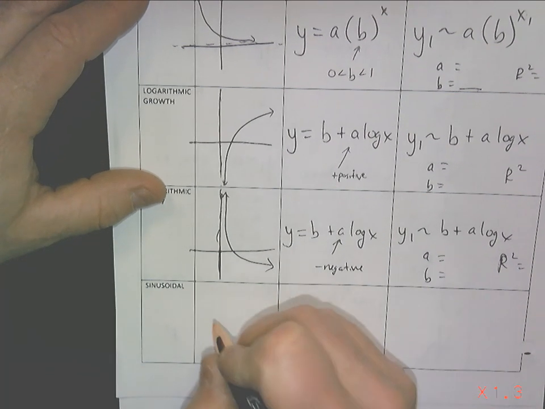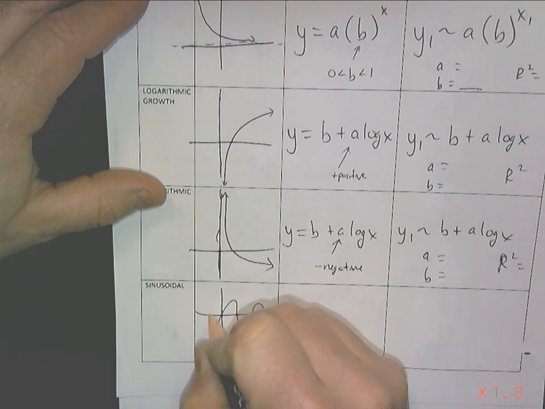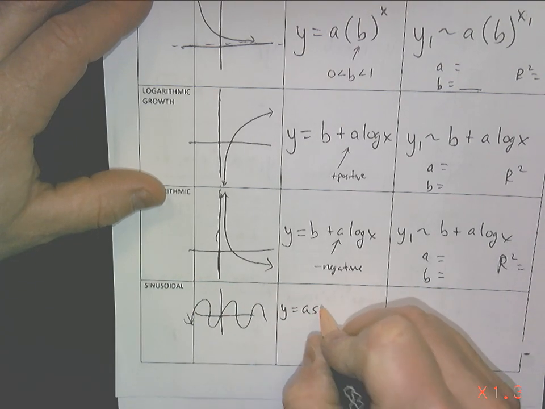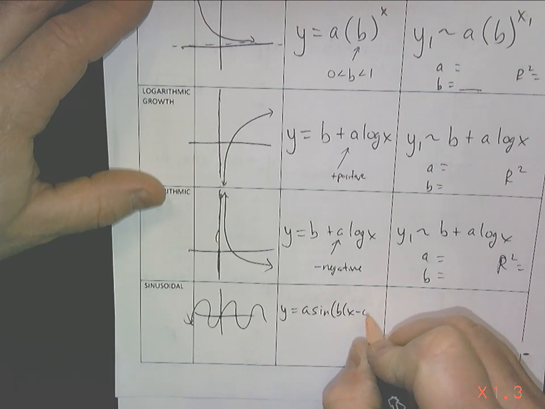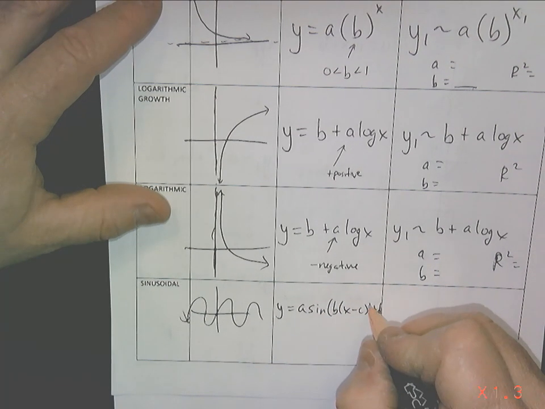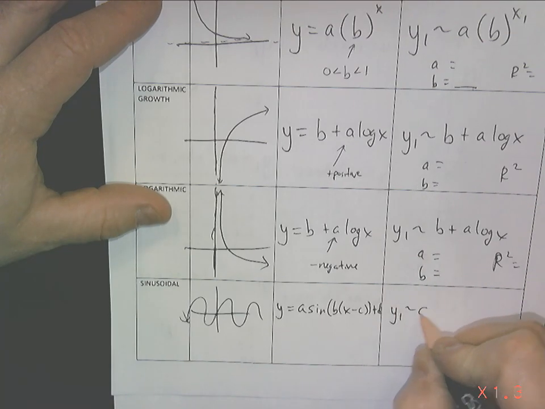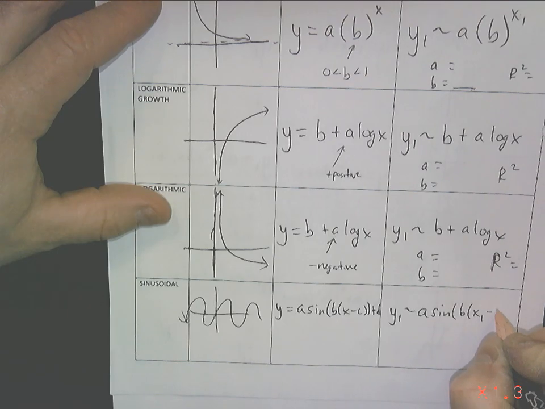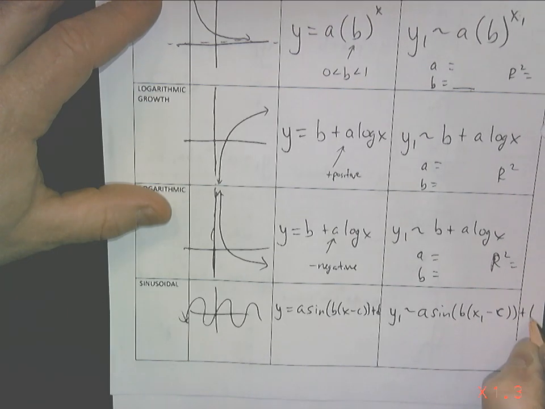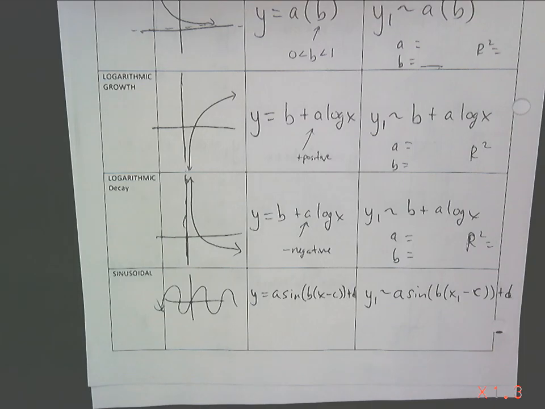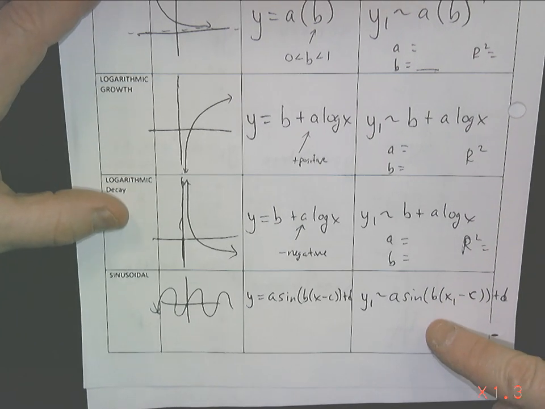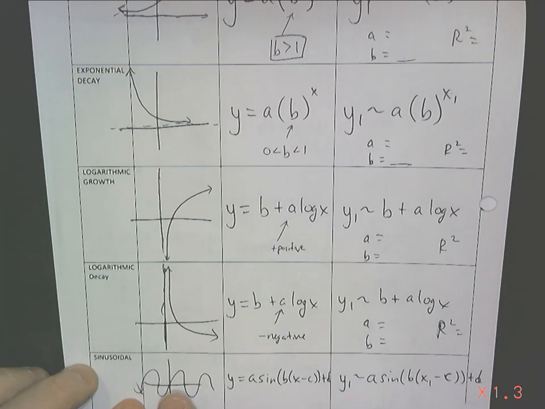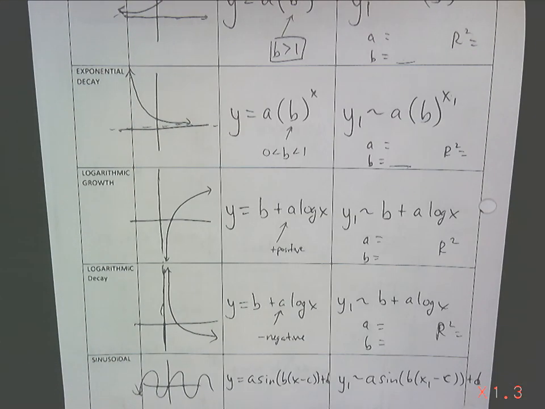And then sinusoidal you've done already. You know sinusoidal has this look to it. And that's y equals a sine b bracket x minus c, close the bracket, plus d. That one's old hat from our last unit. That one you're used to. x1 minus c, close the bracket, plus d. This doesn't quite fit on the page. Okay, so these you just have to have on your summary sheet, and you're allowed to have those written out. You just have to know what shape you're intending to look at when you do this.